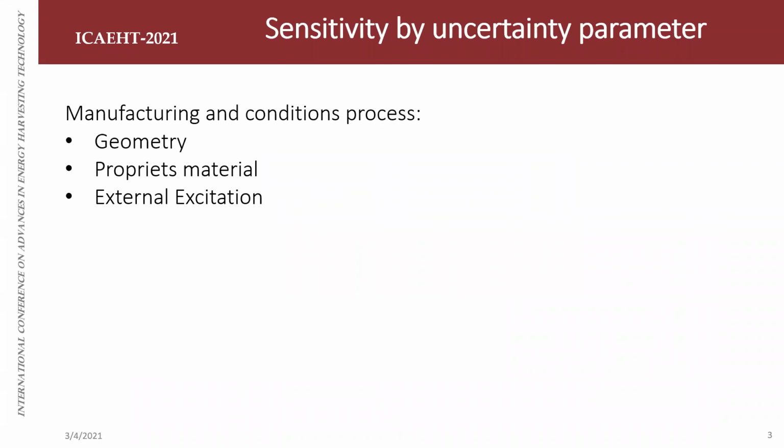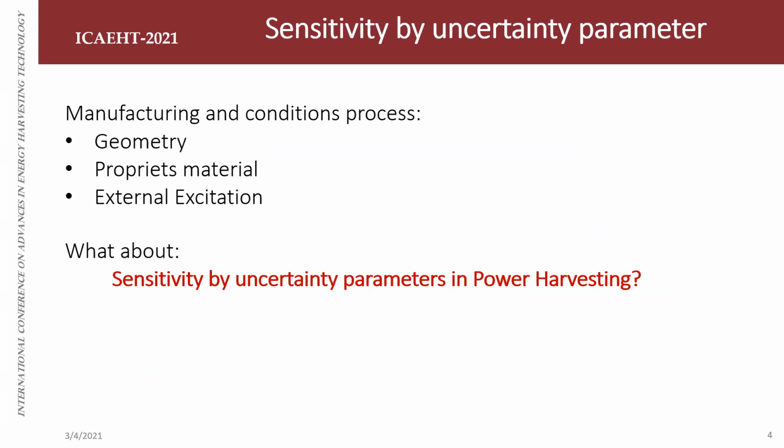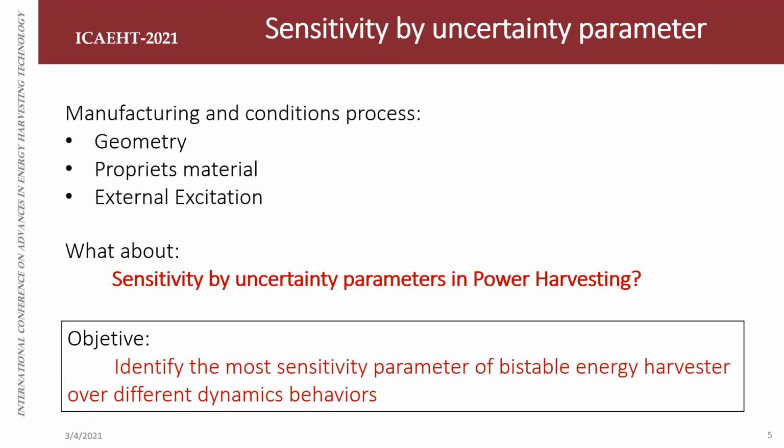And in real conditions, you need to take into account uncertain errors in the manufacturing process and environmental conditions, so we have geometry, properties of materials, and even external conditions as stochastic variables. Then a great question arises. What happens with these uncertain parameters in our power harvesting since the system has high sensitivity? Then our objective here is to identify and classify the most important parameters of bistable energy harvesting covering different dynamic behaviors.